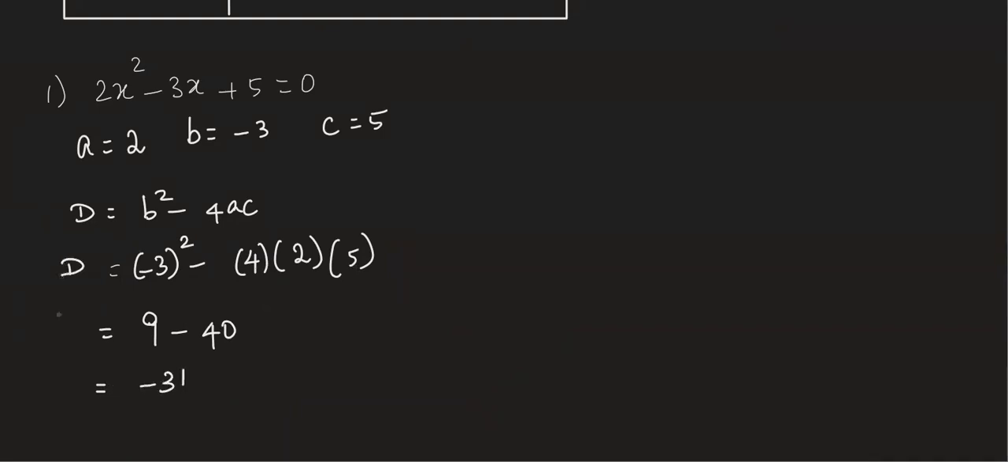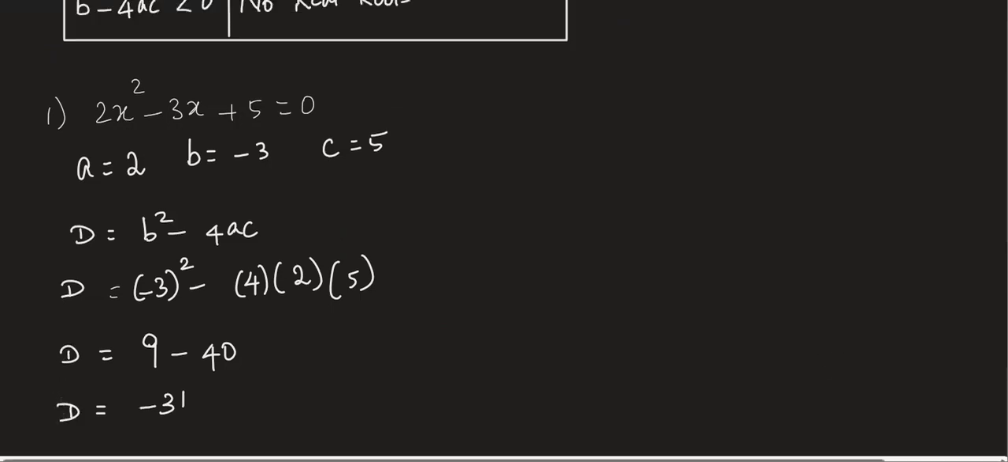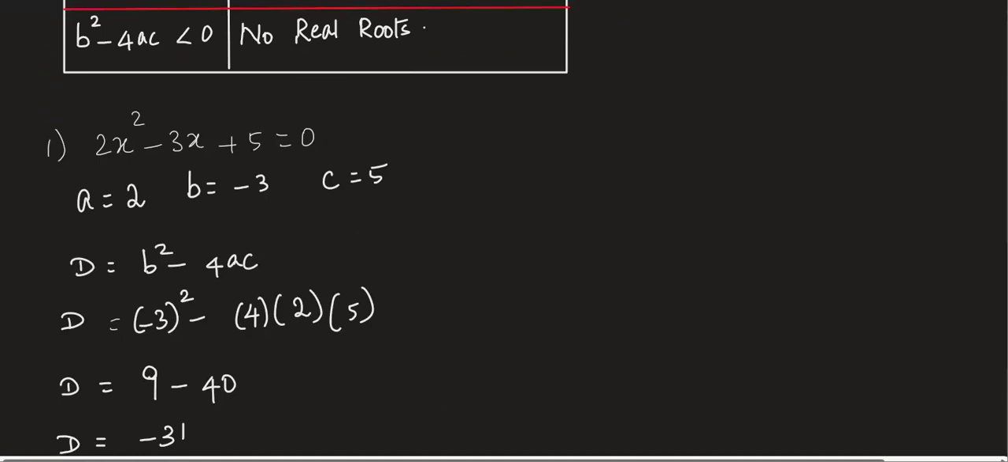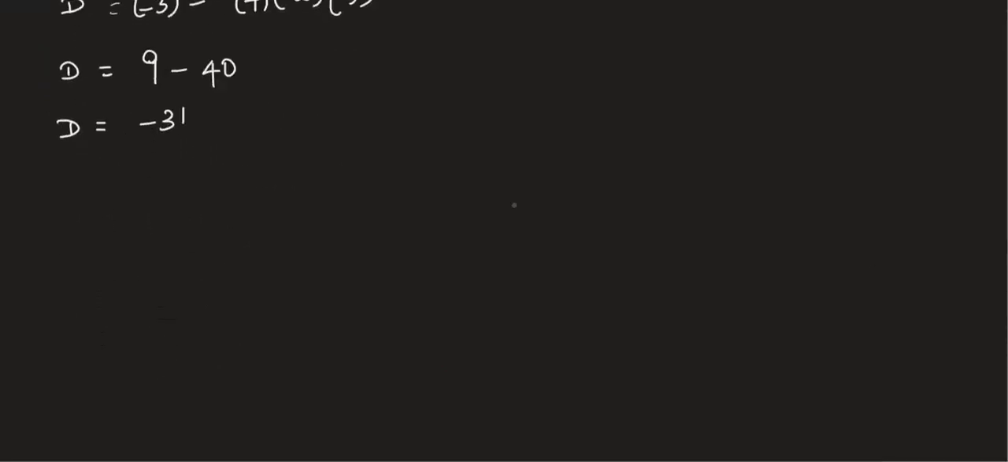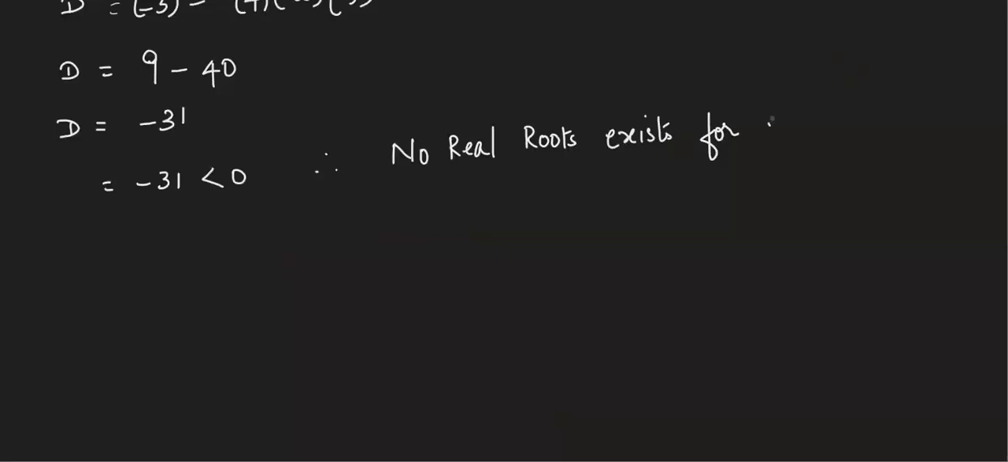So here if you notice, D is actually less than 0. It's a negative value. So for this question, no real roots exist. So we should say, D, minus 31, is less than 0. Therefore, no real roots exist for this equation. And what is the equation? 2x square minus 3x plus 5. That's all.